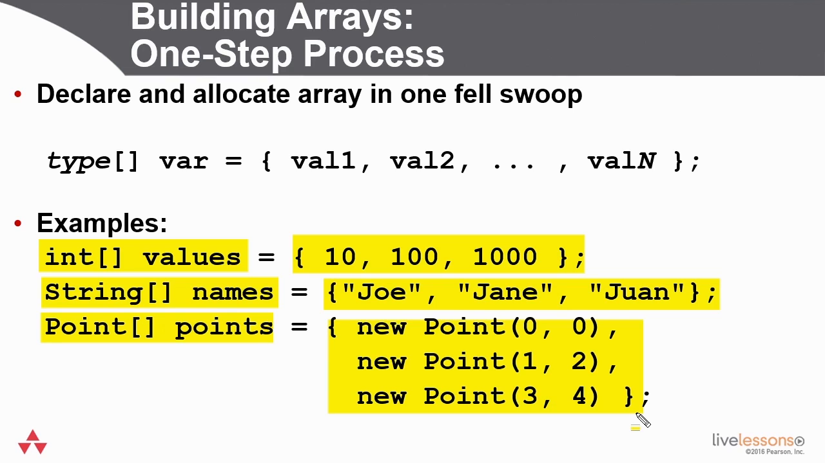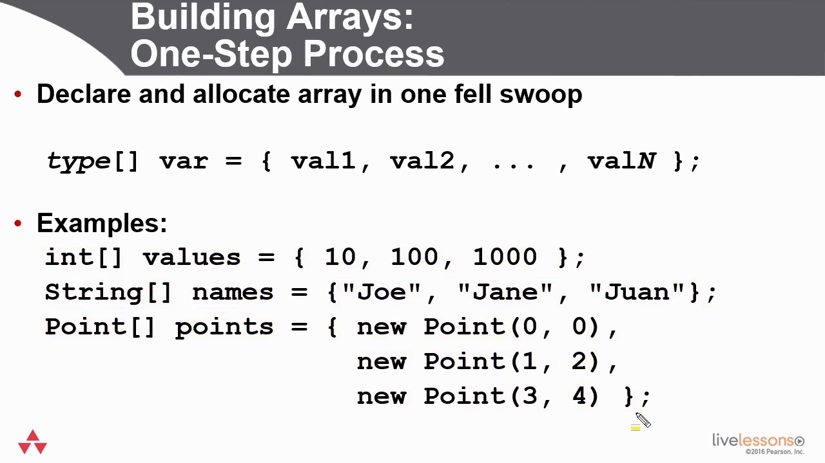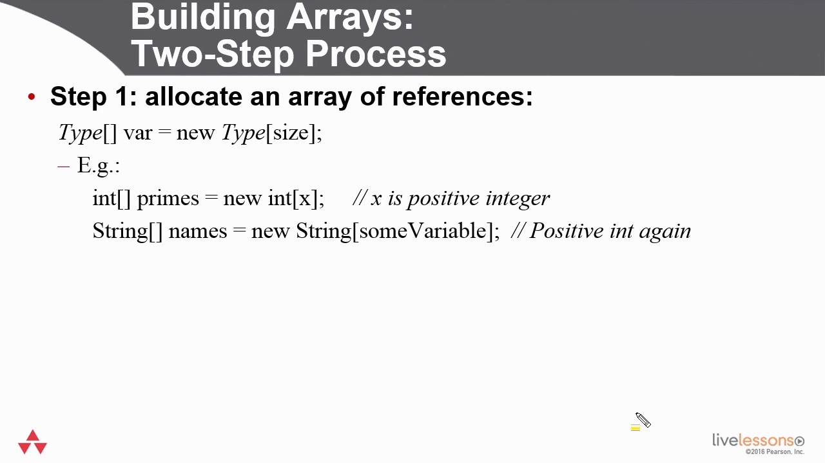That's the simplest approach, and that's the approach you should always use whenever it applies. However, it doesn't always apply. In particular, the one-step approach that we just looked at only applies if you know ahead of time how many entries are in the array and what the values are. But frequently, you don't know how big the array is until you do some calculation when the program is running. So then, you need the two-step process.